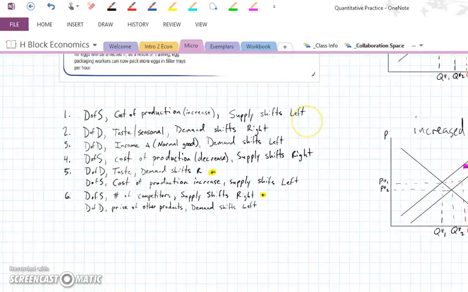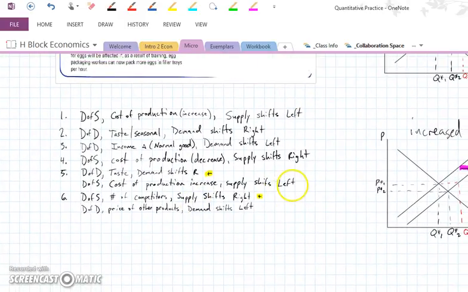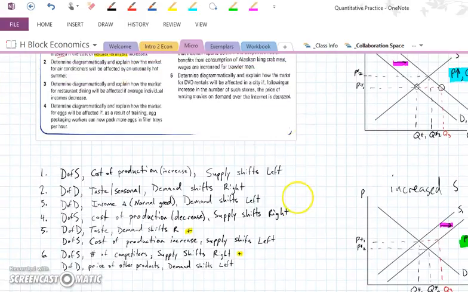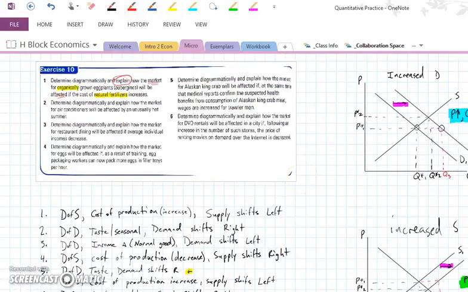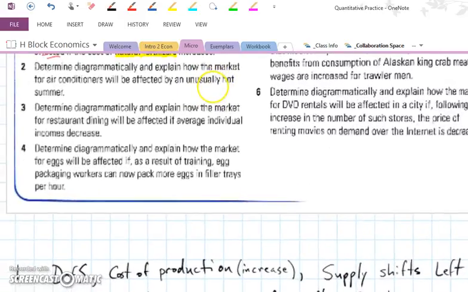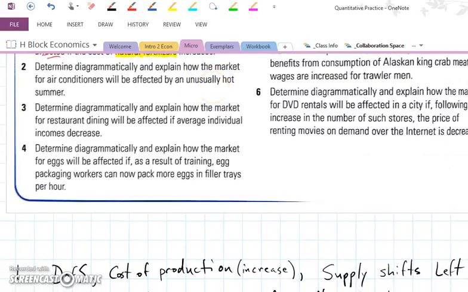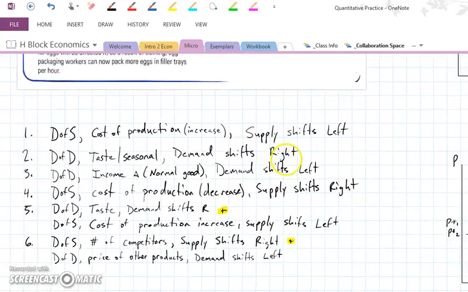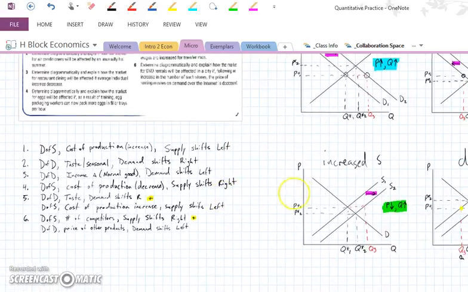Okay, fourth, determinant of supply. This is cost of production decreasing. So it's the exact opposite of what we saw before. So the market for eggs will be affected if egg fillers can do it faster is basically what it's getting at. Okay, that's going to decrease production costs.